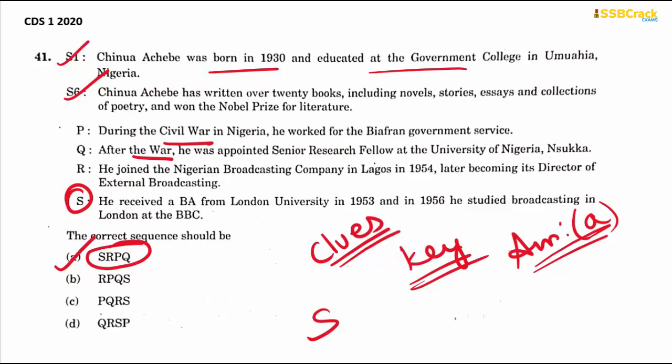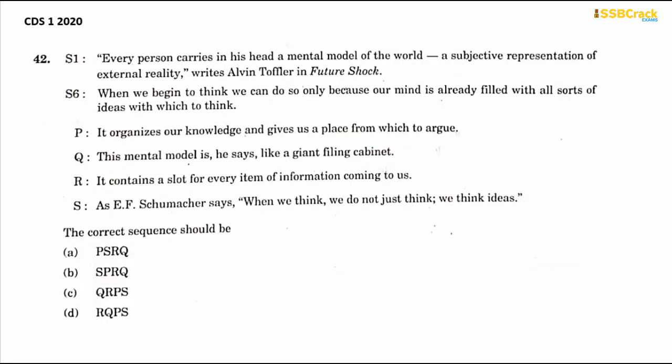Now we will proceed on to the next question. Again, we will read the first and the last sentence very carefully. These two are the clues. Every person carries in his head a mental model of the world, a subjective representation of external reality, writes Alvin Toffler in Future Shock. The last sentence is, when we begin to think, we can do so only because our mind is already filled with all sorts of ideas with which to think.